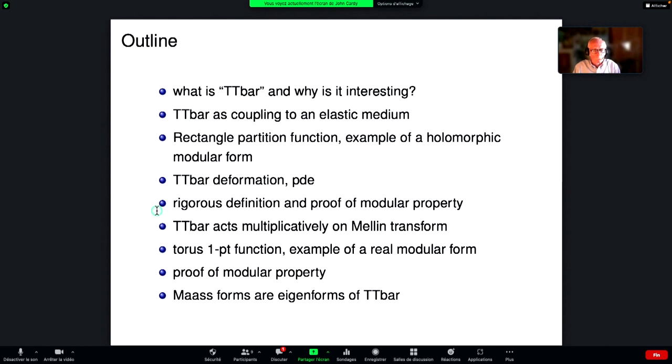And then I'll talk about real modular forms, an example being the one-point function of a local operator on the torus, and we'll quickly go through the same steps as above in giving a rigorous definition of the TTbar deformation and a proof of the modular property. And then it turns out that these things called mass forms, which are examples of real modular forms, turn out to be eigenforms of the TTbar deformation. So there is something very deep going on here that I, for one, do not understand yet, but I think it's interesting.